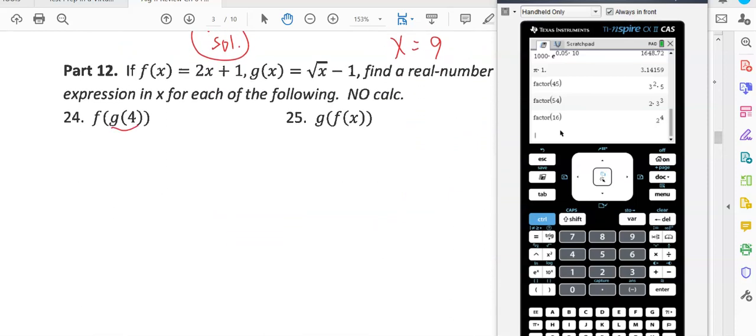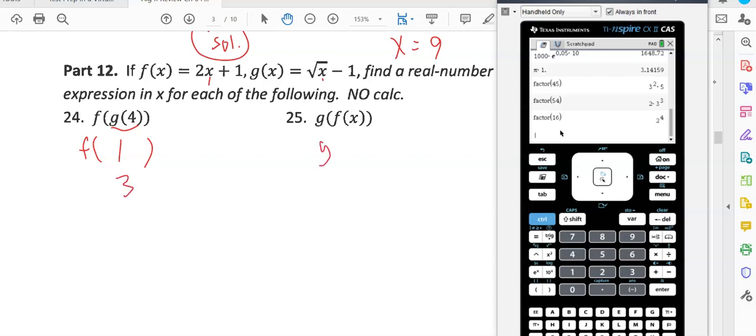So find these two, do the inside part first. So f of g of 4. So g of 4 would be, we're plugging in 4 right there. So it'd be square root of 4 is 2. 2 minus 1 is 1. F of 1, so we're plugging a 1 in right there. So that would be 2 times 1 is 2. Plus 1 is 3.